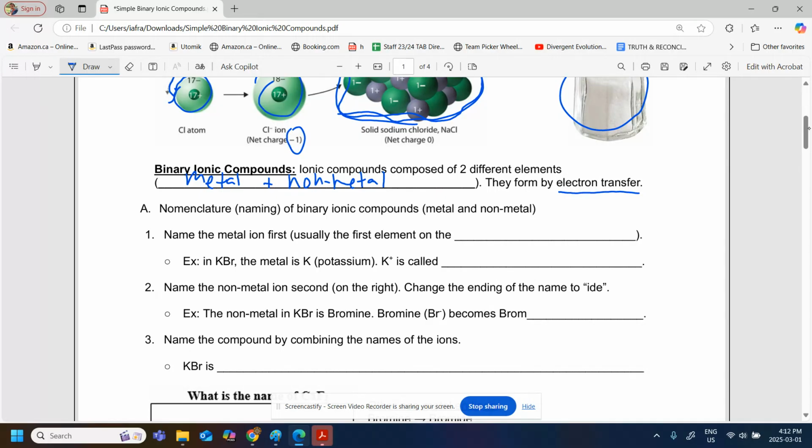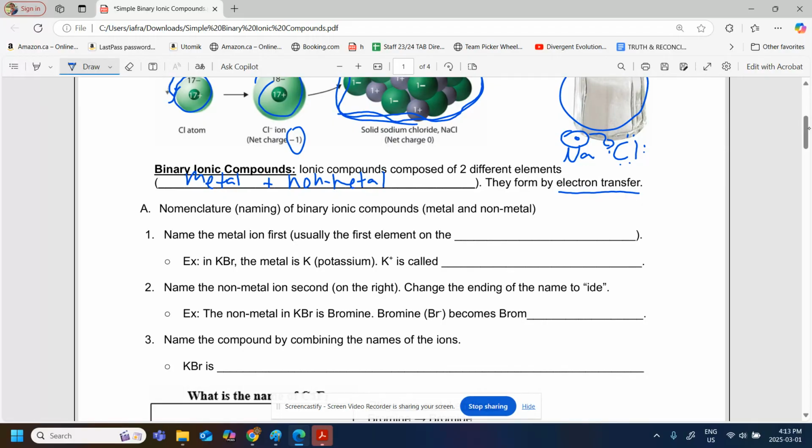Just to show you that with Lewis structures, here is sodium. It has one valence electron, since it's in group 1. This is chlorine. It has 1, 2, 3, 4, 5, 6, 7 valence electrons since it's in group 17. Sodium loses the electron to chlorine. Usually metals lose and nonmetals gain because nonmetals hold on to electrons more tightly and metals don't.